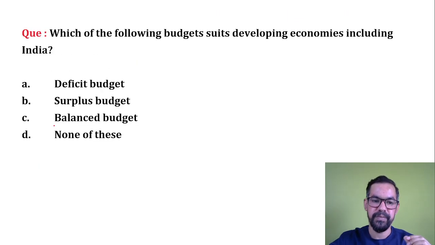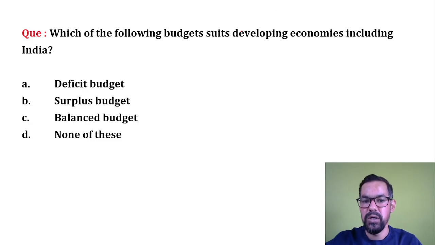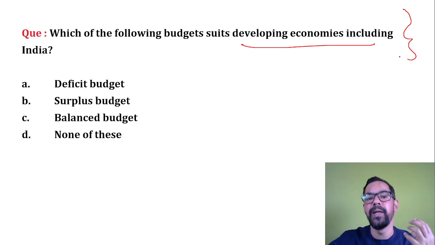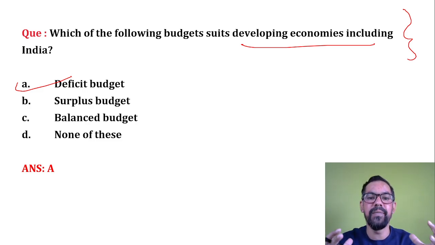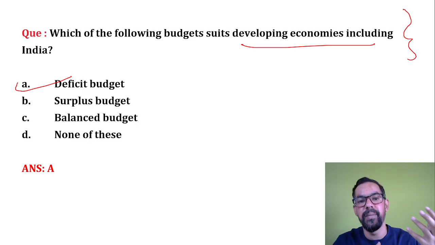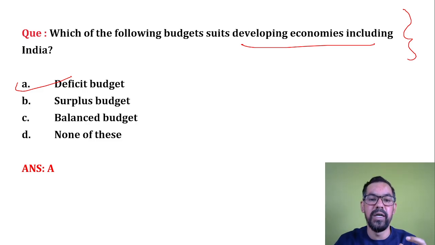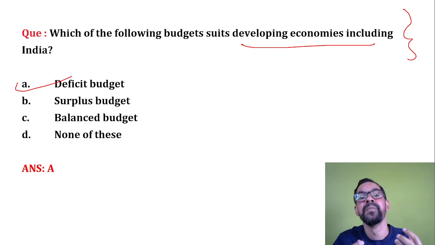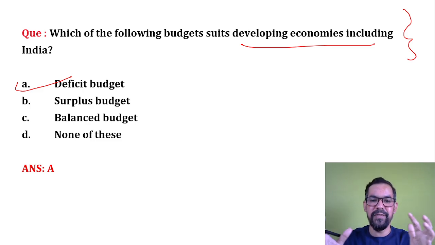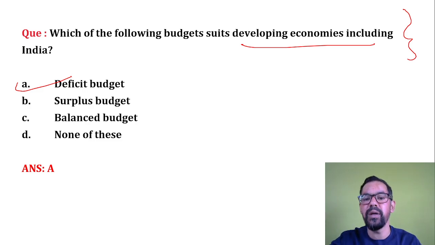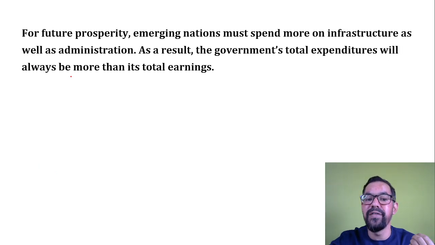Okay, next one, which of the following budgets should developing economies present? So we have a developing economy like India. In India, we generally present a deficit budget. Why do we present a deficit budget? Because there are so many areas we have to work upon. We have to develop our infrastructure, we have to work on new technologies, we have to work on the defense system. So we have different areas, and to support these areas, we need more money. So for that, we generally present a deficit budget.